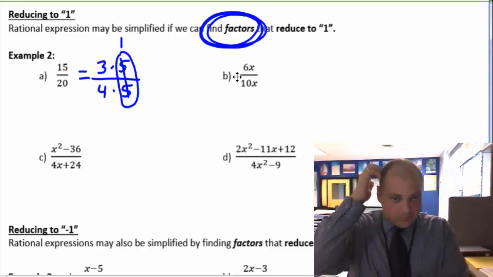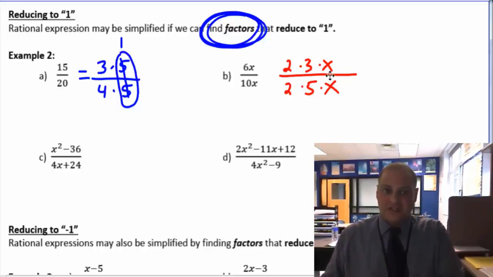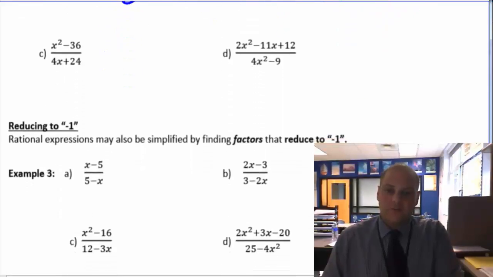6x over 10x. Well, that is going to be 2 times 3 times x over 2 times 5 times x. See, that's 6 and 10. And then the x just kind of comes along for the ride. It's all multiplication on top and all on the bottom. 2 over 2 is 1. X over x is 1. Times 1 times 1, I'm left with 3 times 1, which is just 3, over 5. 3/5. That's how we're going to proceed here. If you don't skip steps and don't take shortcuts, it's going to be a lot easier for you.